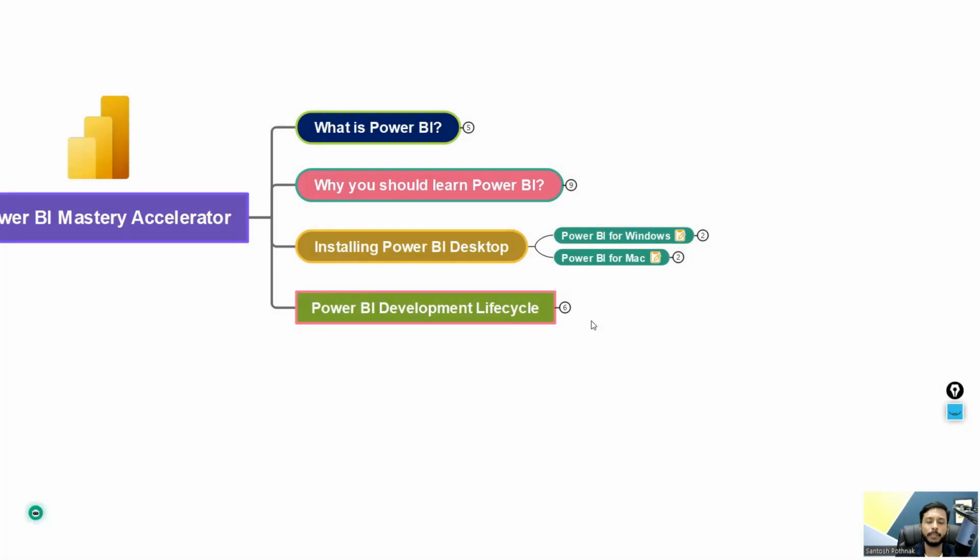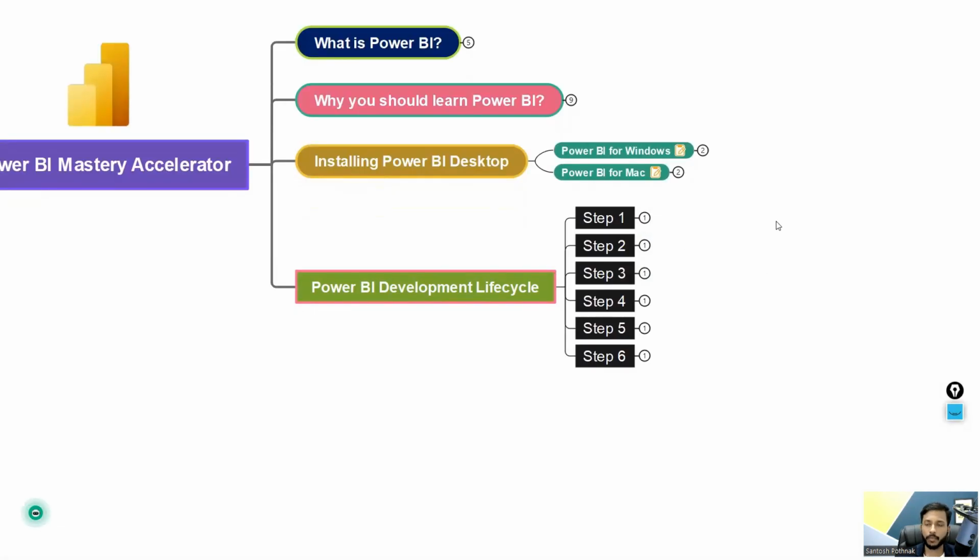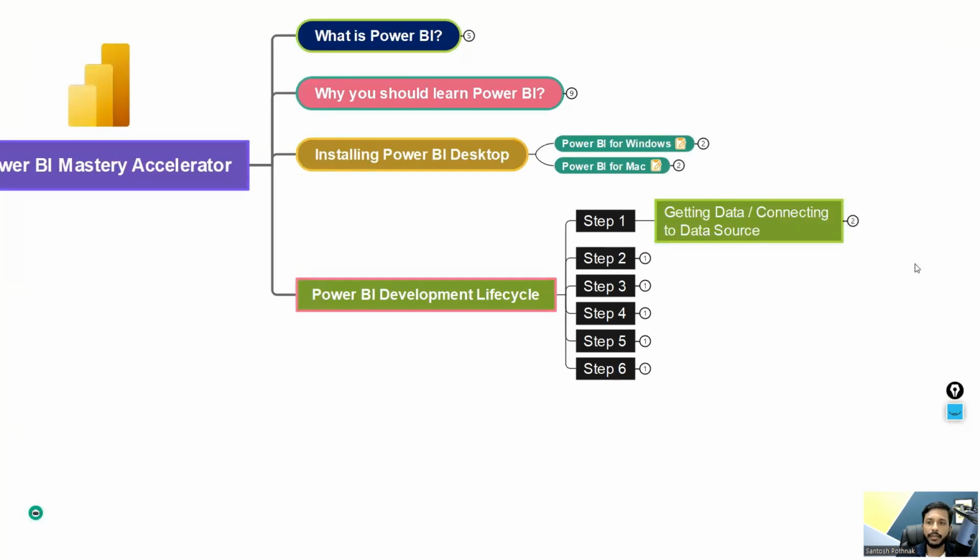So I've divided this Power BI development lifecycle into 6. So what is step 1? Okay. So in step 1, we are going to deal with getting the data. To build your report, definitely we need to get the data first, right? So the very first step is to get our data. So connecting to data sources. There are n number of data sources that Power BI supports. So this is step 1.